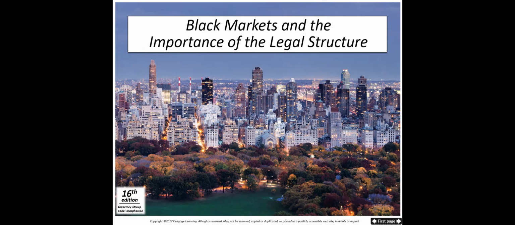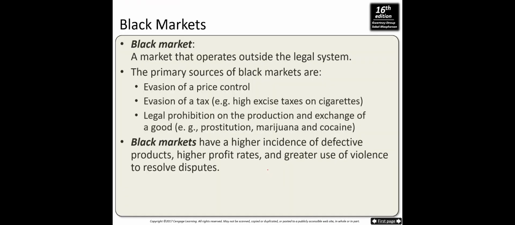Now let's talk a little bit about black markets and the importance of the legal structure. So what is a black market? A black market is a market that operates outside the legal system. The primary sources of black markets are evasion of a price control. So if there's a price control, then you might want to sell it under the table. That's called a black market. Another source is evasion of a tax: with high excise taxes on cigarettes, you might see a black market for cigarettes. And a third is legal prohibition on the production and exchange of a good, such as prostitution, marijuana, and cocaine.